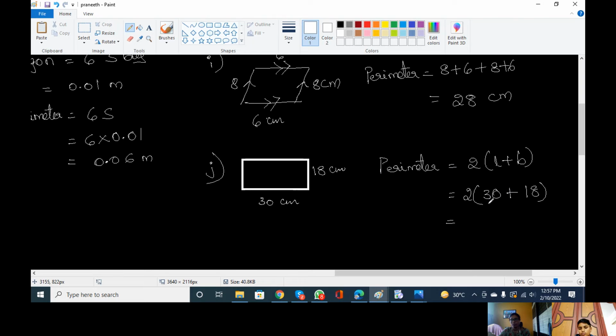Okay. First solve the brackets. According to BODMAS, we should solve brackets. So 30 plus 18 is how much? 48. Nothing is there means it's a product. If bracket or nothing is mentioned, it is nothing but a product. So 2 8s are 16, 1 is a carry. 2 4s are 8 plus 1, 9. 96 centimeter.